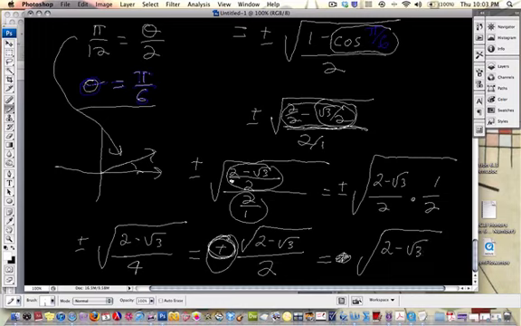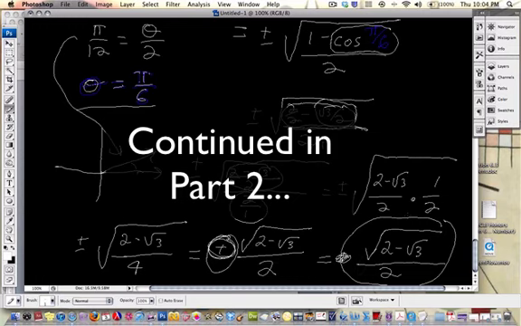Oh, you know what? That square root sign just belongs on the numerator, all over 2. That is the sine of pi over 12. So your answers are going to look kind of ugly like this. That's okay. But you can compare that again in your calculator. I encourage you to do that. Okay.